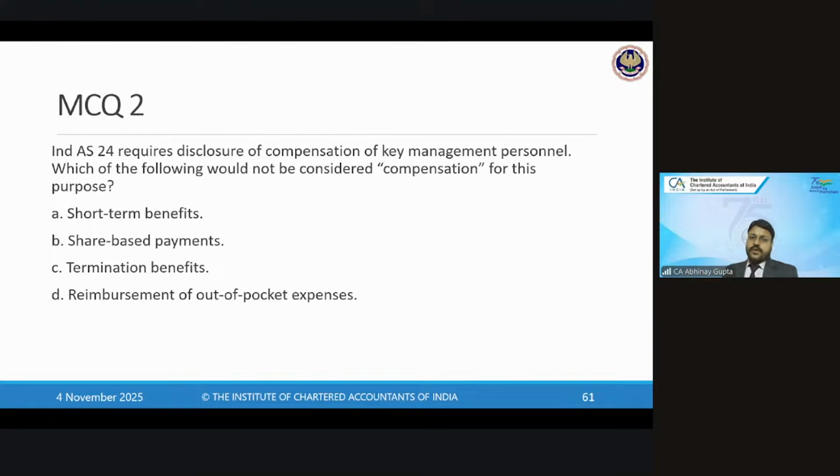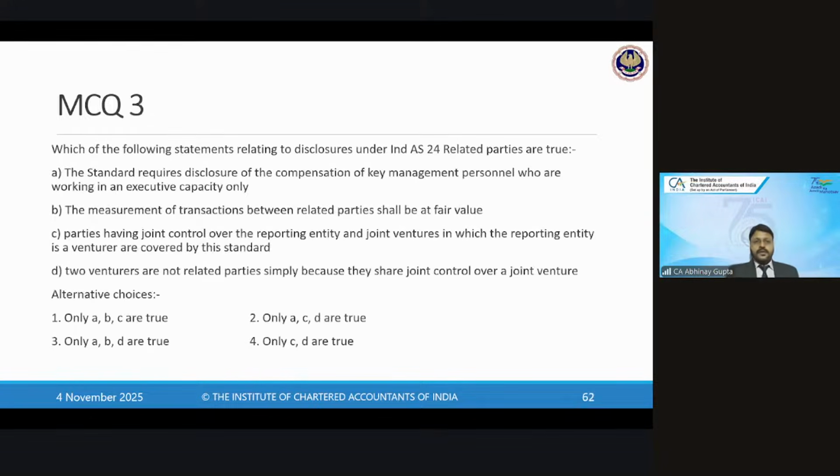Ind AS 24 requires disclosure of compensation of KMP. Which of the following would not be considered as the compensation? Short-term benefits, share-based payments, termination benefits, reimbursement of out-of-pocket expenses. Reimbursement of out-of-pocket expenses. Perfect.